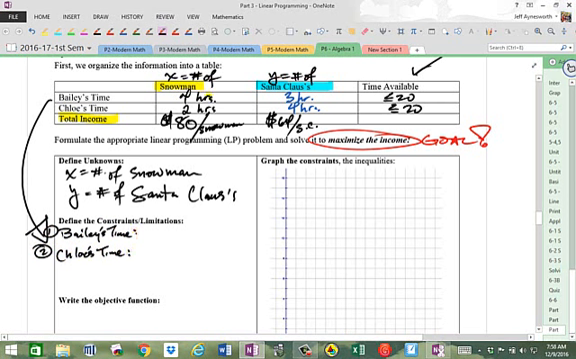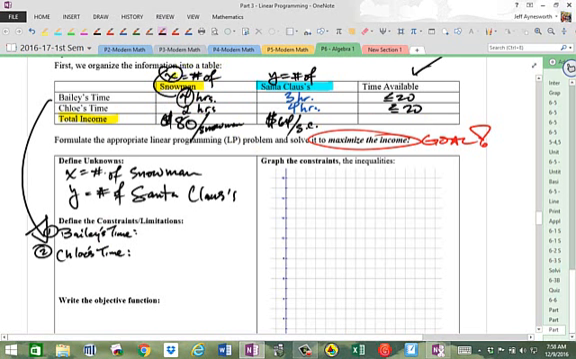Okay, so Bailey's time, if she takes 4 hours for the snowman, then her total time for the snowman would be 4 times x. You want to multiply the time per snowman times the number of snowmen. And if you're making x snowmen, you're going to have 4x hours total for Bailey. And then 2x hours here for Chloe. We'll get to that in a minute.